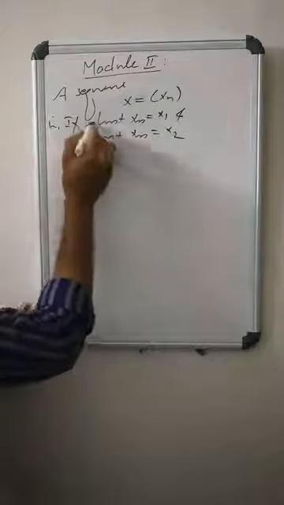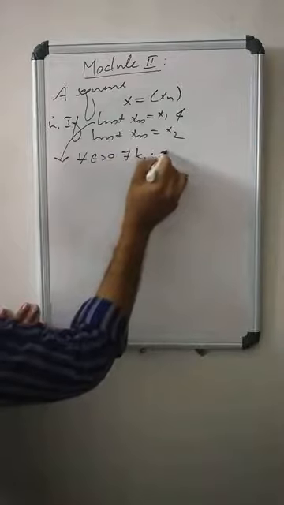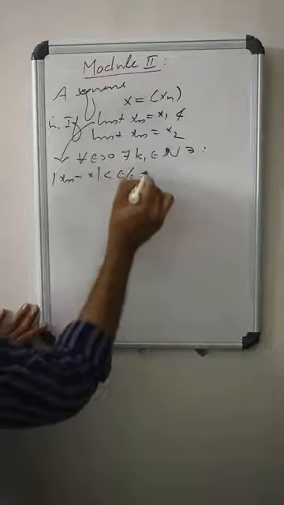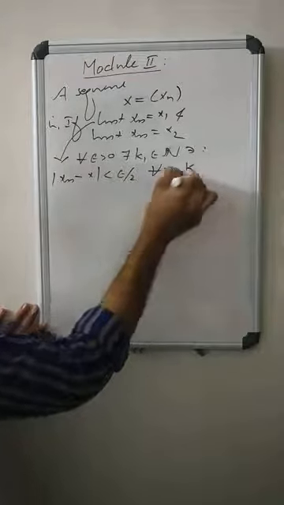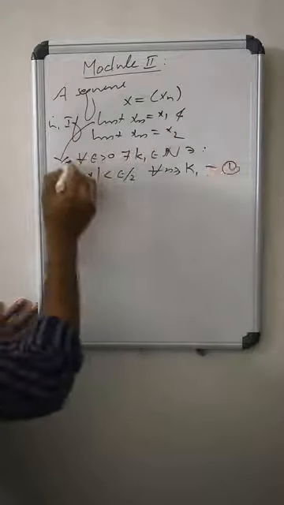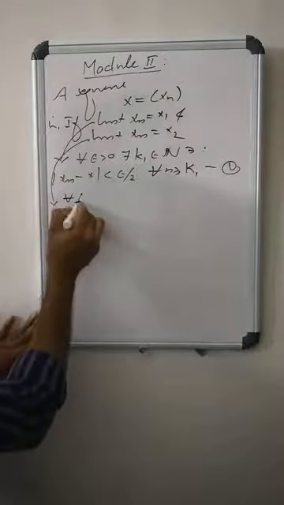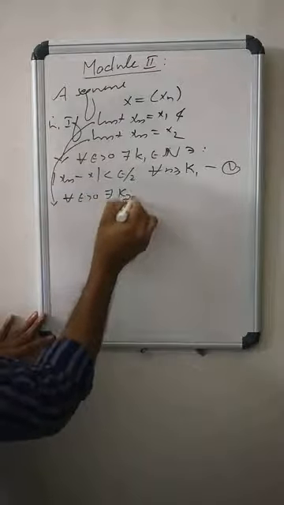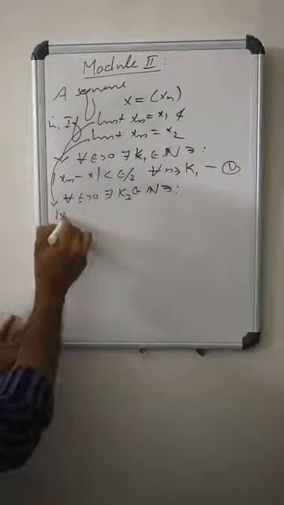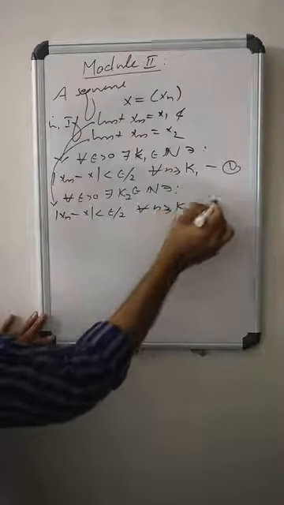So limit xn equals x1 means, by definition, for all epsilon positive, there exists some k1 in N such that modulus of xn minus x1 is strictly less than epsilon by 2 for all n greater than or equal to k1. Mark it as 1. Then limit xn equals x2 means, again by definition, for all epsilon positive, there exists some k2 in N such that modulus of xn minus x2 is strictly less than epsilon by 2 for all n greater than or equal to k2. Mark it as 2.